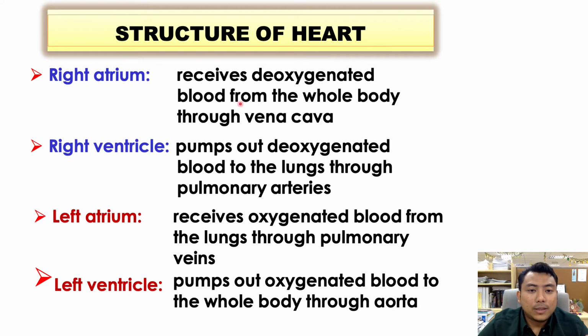So right atrium, what is the function? To receive deoxygenated blood, maknanya darah yang tidak beroksigen, okay, from the whole body through vena cava. So soon we're going to look at the name of this vena cava. Okay, and the right ventricle pumps out deoxygenated blood to the lungs through pulmonary arteries, and the left atrium receives oxygenated blood from the lungs through pulmonary veins, and the left ventricle pumps out oxygenated blood to the whole body through aorta. Okay, don't worry too much about all of these. Saya confused, hafal tak hafal. Don't worry, we're going to look at the diagram and I hope you will gain a better understanding.